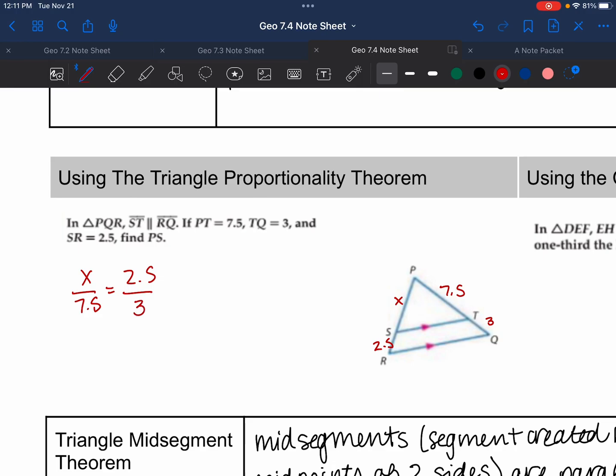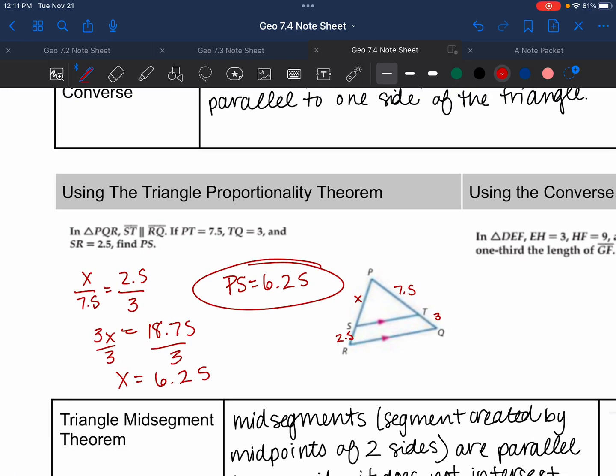All right, so then we cross multiply. We get 3x equals 7.5 times 2.5, 18.75, and then divide by 3. X would equal 6.25. So PS is 6.25.